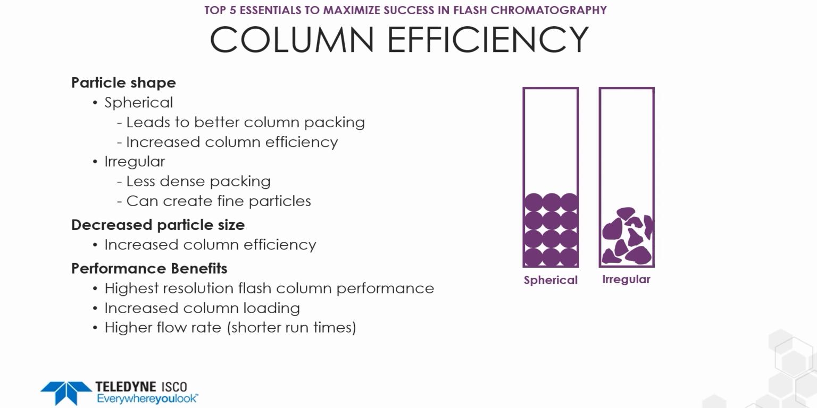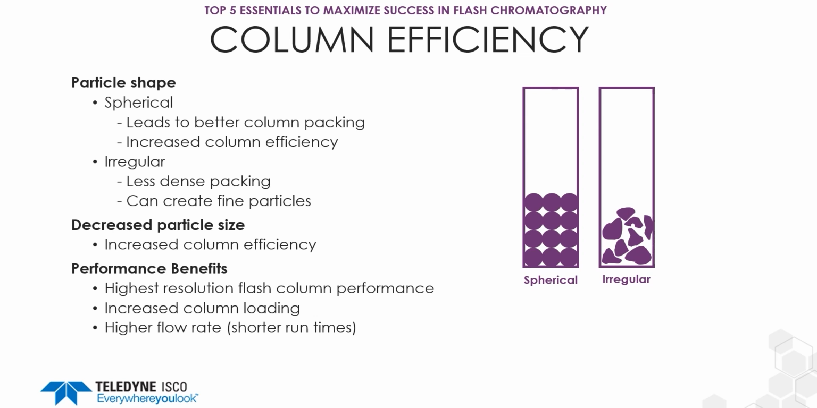It's going to be more dense, and it's going to increase your efficiency because the more media you're able to fit in a column is going to increase your surface area. And if you increase your surface area, that's going to increase the chances of your compounds interacting with that stationary phase. A couple things to keep in mind when working with irregular is, yes, you're going to lead into less dense packing, but you can also create fine particles.